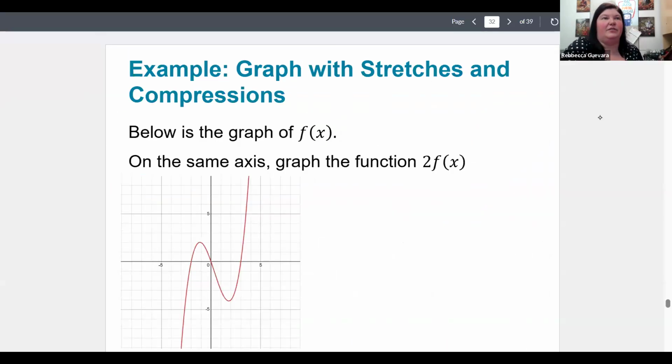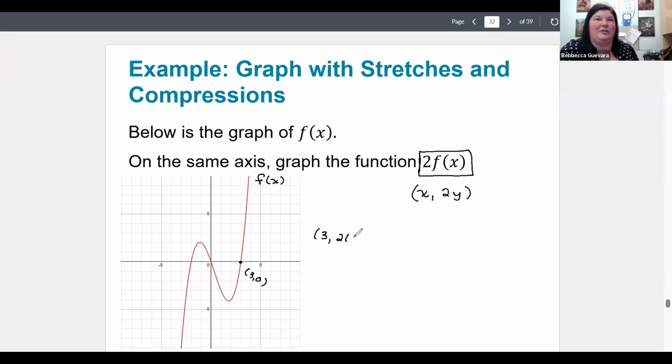We are going to take this function here of f(x). And what we want to do is graph what 2 f(x) would look like. So this 2 out here means that all my y components are going to be multiplied by 2. So this point here is at 3, 0. So if you multiply that y component by 2, well, then you're just going to have 2 times 0. So that one's just going to stay at 3, 0.